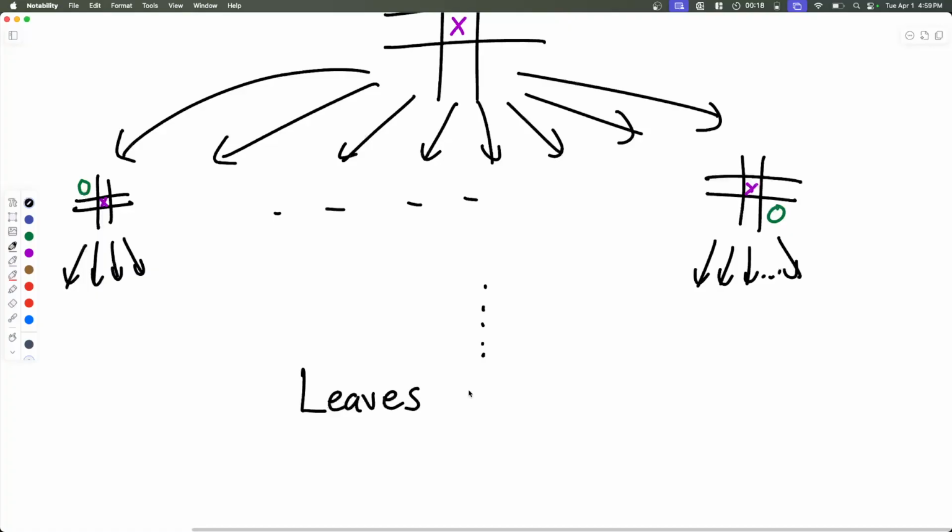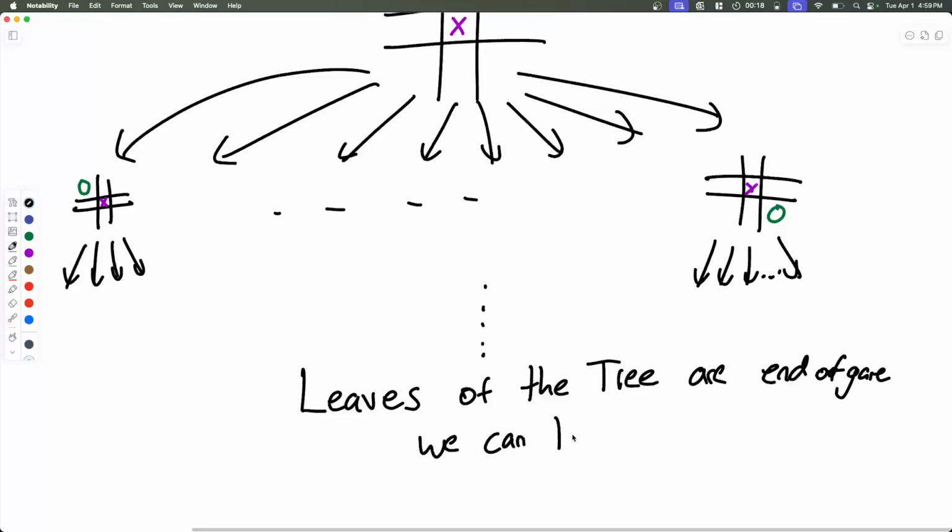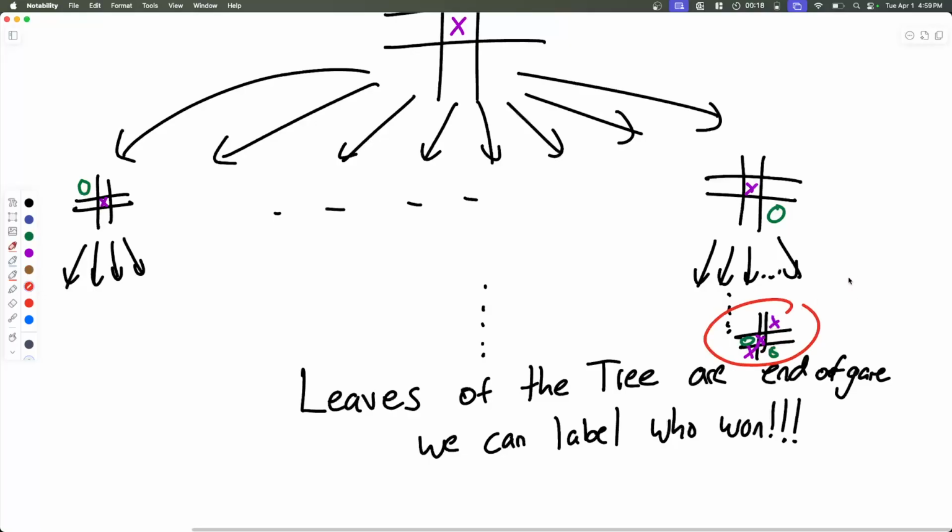The leaves of the tree are terminal positions, the end of the game, and we can label who won. So at the end of the game, we know exactly what's going on. Imagine, like 8 moves later, it's some filled-in tic-tac-toe board with X, X, X, and O. I guess it doesn't have to be 8 moves later. It could be fewer than 8 moves later if you play badly. And then we know for sure this is a win or a loss. I guess we're O, so I'm saying this is a loss.